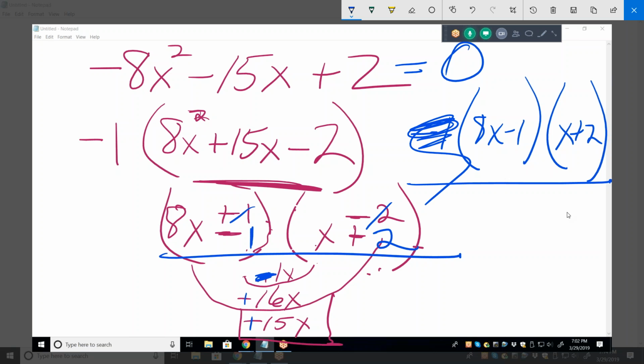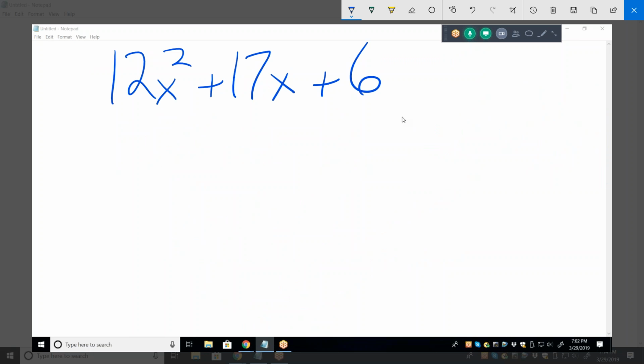All right, what else you got? Done? The next one is 12x squared plus 17x plus 6. Okay. What's the first thing you want to do on problems like this? Factor out the 12x squared.